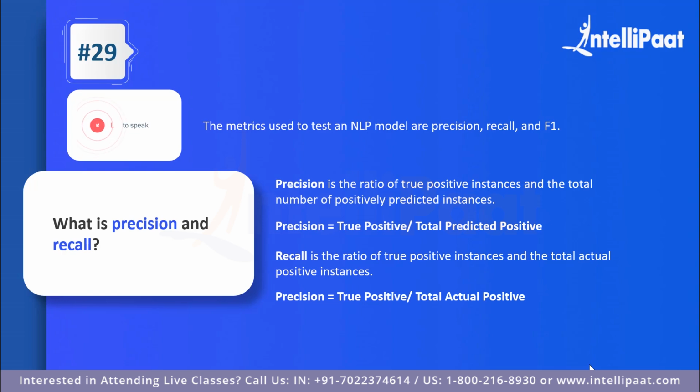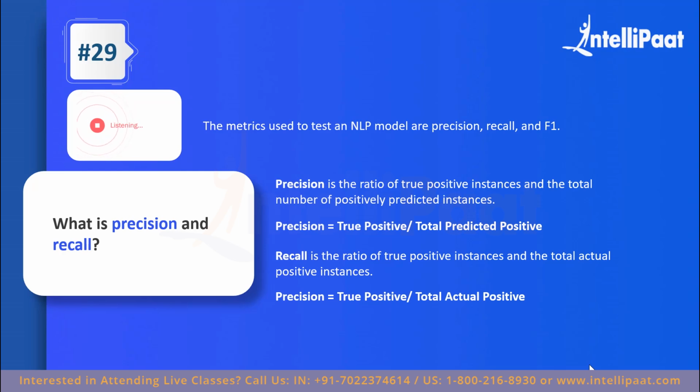Then coming to recall, it is the ratio of true positive instances and the total actual positive instances. And the formula for calculating recall value is true positive divided by the sum of true positive and false negative. So we can also write it as true positive divided by total actual positive. So this is about precision and recall.